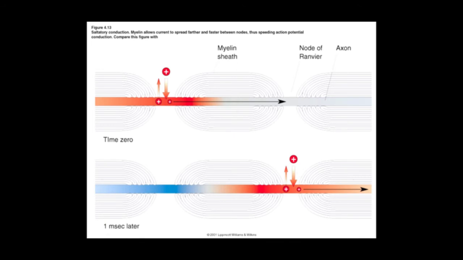The larger the diameter of the axon, the faster the speed of conduction of the action potential. This is because the smaller the diameter, the greater the resistance offered by the axoplasm and the lower the speed of conduction of the action potential.